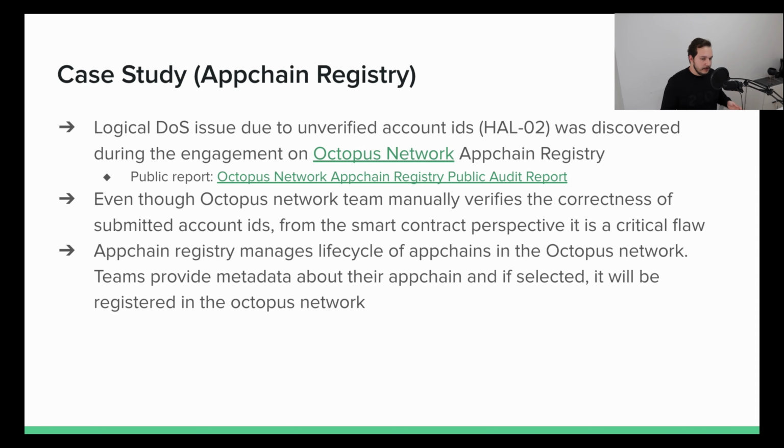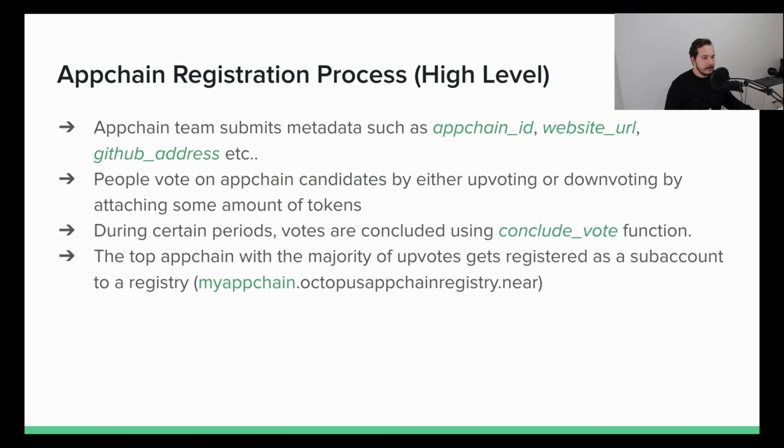So you, as a project, want to register in their Appchain registry, in the Octopus Network Appchain registry. You can think of it as an App Store. So you give them all of your metadata, such as GitHub URL, project URL, website, account ID you want to use, and so on and so forth. Then Octopus Network manually verifies the correctness, and if all good, it'll just add you to a queue, and in that queue, you just stay and wait for other people to vote for you.